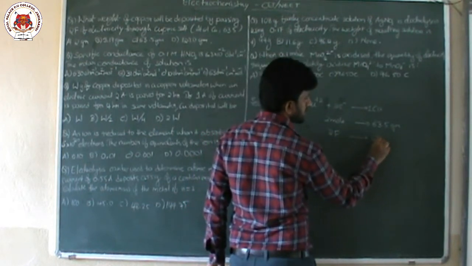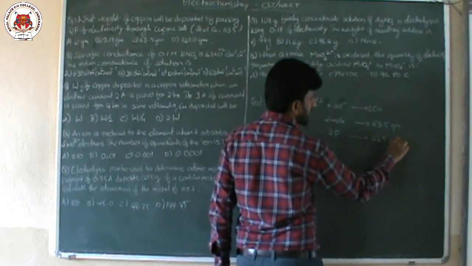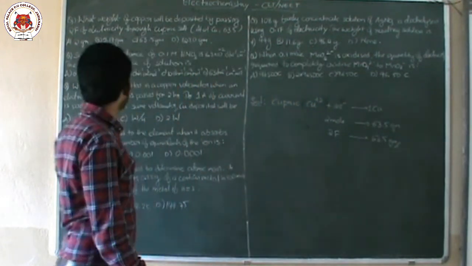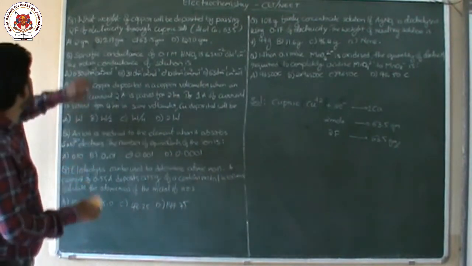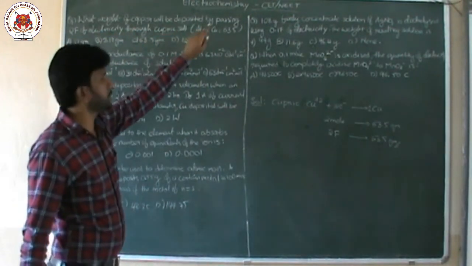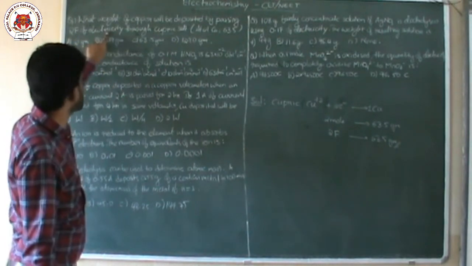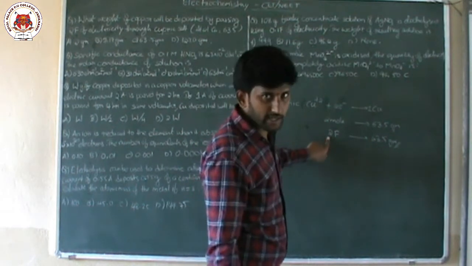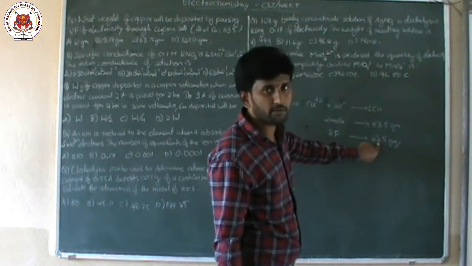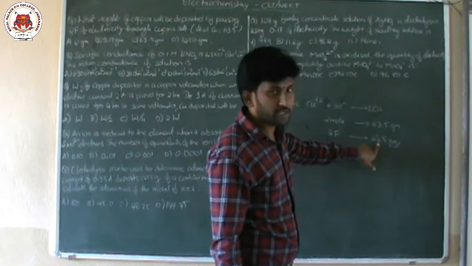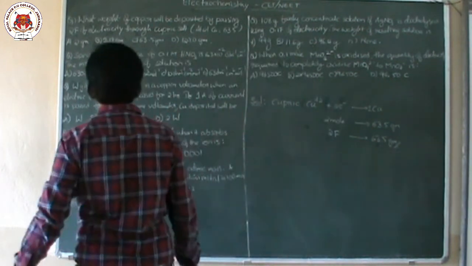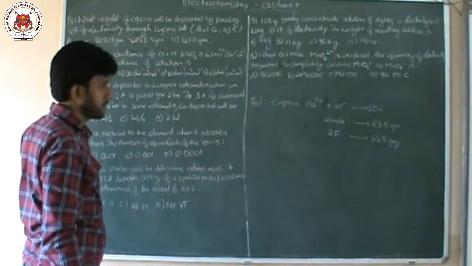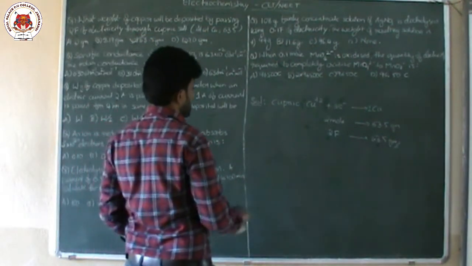That means 2 Faradays of current can deposit how much grams of copper? 63.5 grams of copper. In the question also, they asked what is the weight of copper that will be deposited by passing 2 Faradays of current. So the answer is 63.5 grams. Next question.